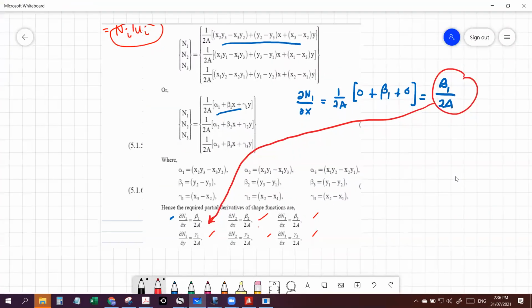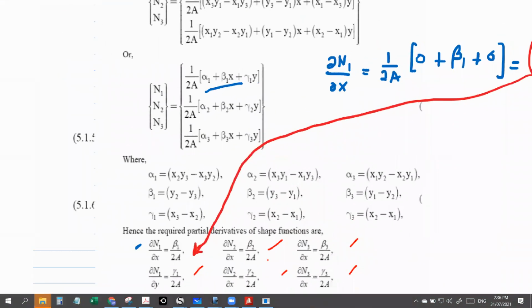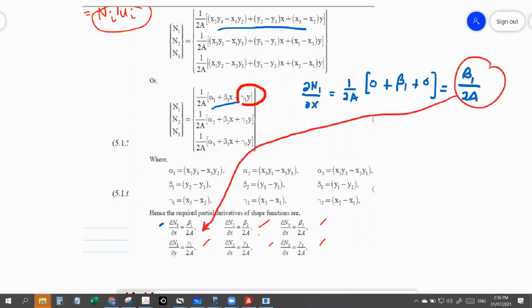Okay, for dn1 dy, magiging variable is this one, so matitira is gamma 1. Ito magiging 0. For dn2 dx, ang variable ito, yung x. So beta 2 over 2a. As you notice, yung dn matrix natin or the B matrix is still constant. Constant lahat to.